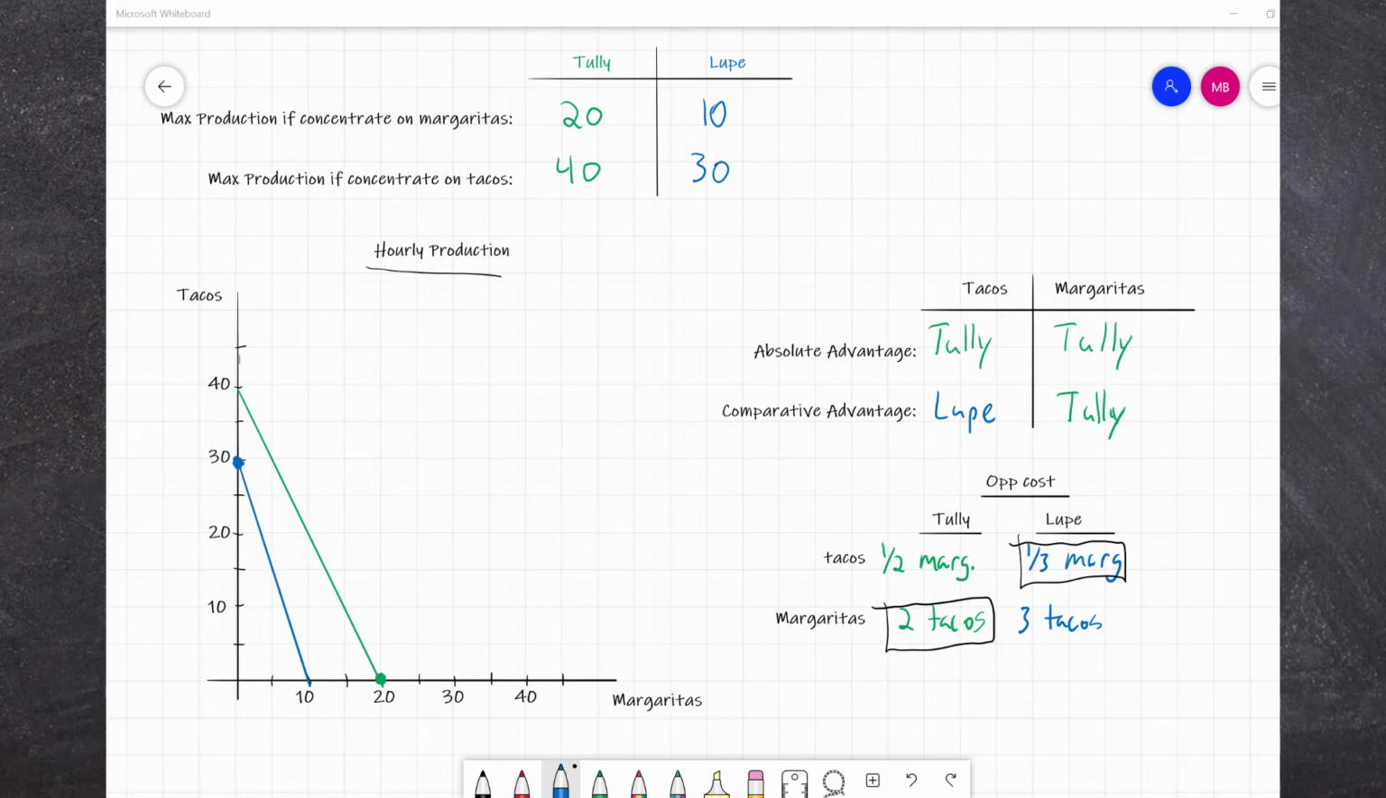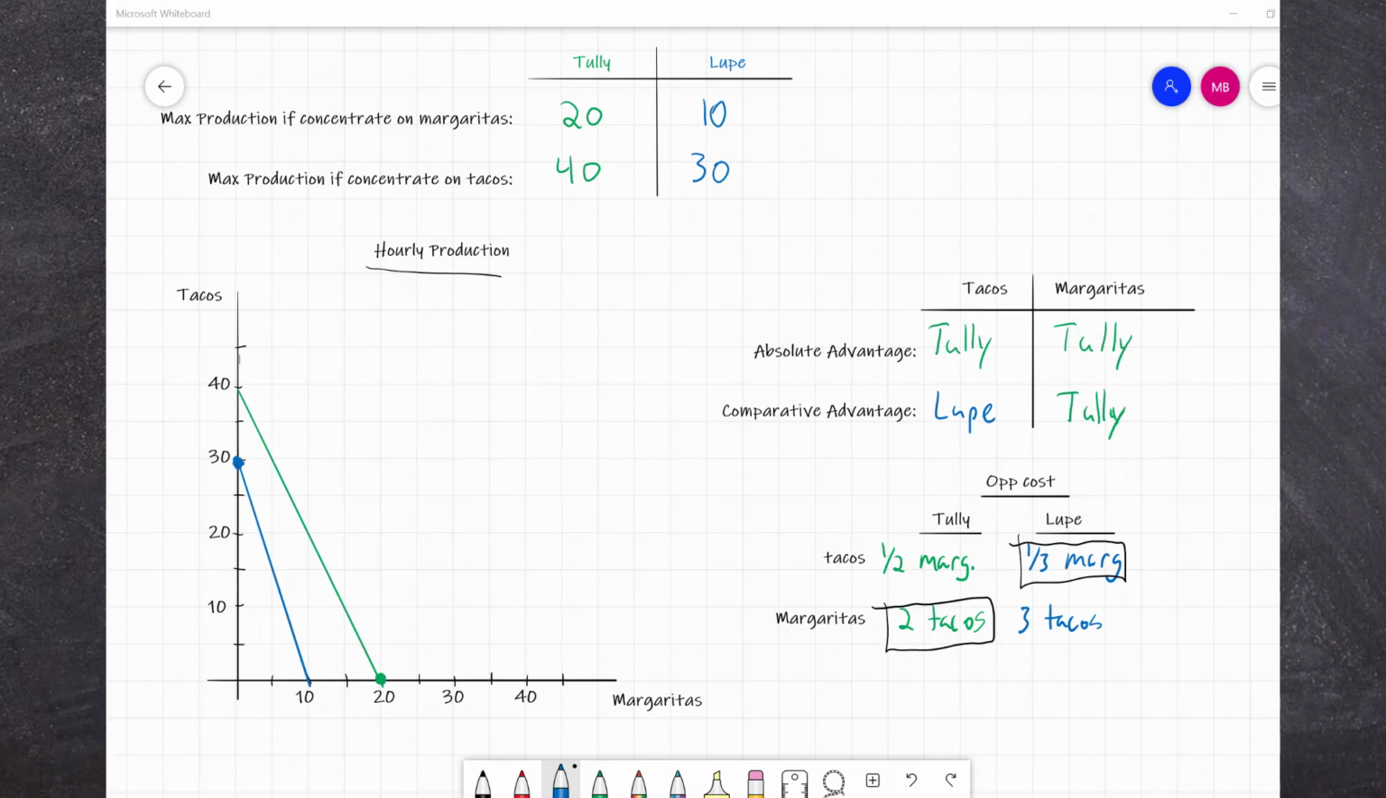So one way to think about these terms of trade is that Lupe would trade a taco for between 1/3 and 1/2 of a margarita to Tully. Notice that's a range. We don't actually have a particular number here. The exact terms of trade are going to depend on their bargaining power. But the idea here is that it's between their opportunity costs of producing tacos.